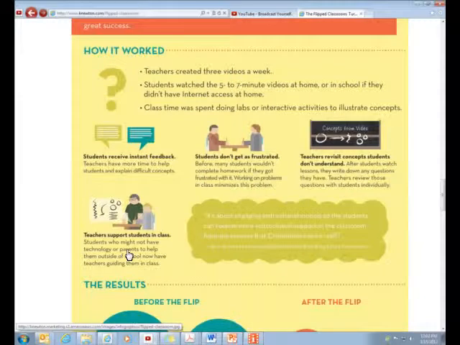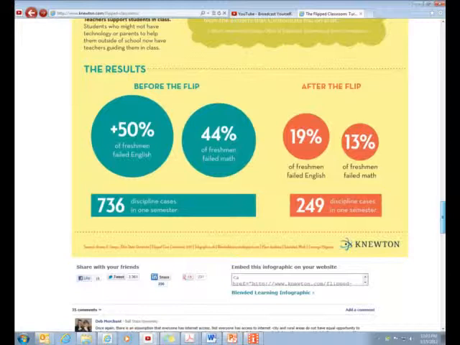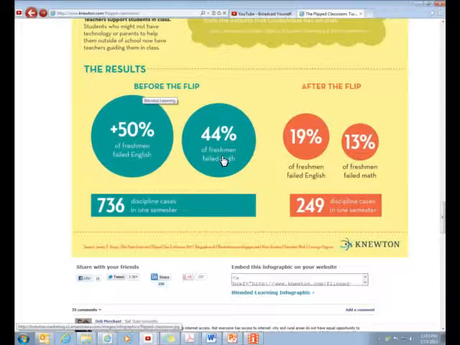They experimented with this extensively at Clintondale High School, and even though these results are kind of anecdotal and specific to one school, I think that they're impressive. So let's talk about them. Before the flip, 50% of high school freshmen failed English. Before the flip, 44% of high school freshmen failed math. After the flip, 19% of freshmen failed English, and 13% of freshmen failed math.